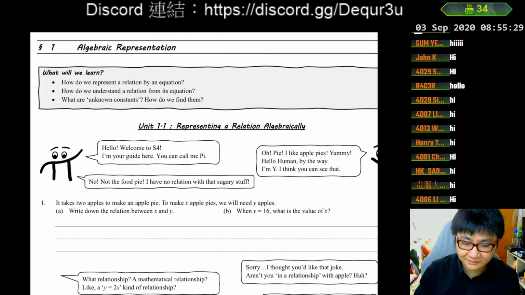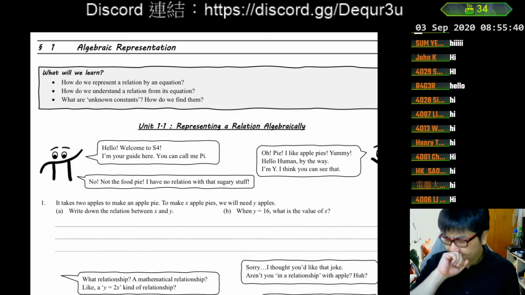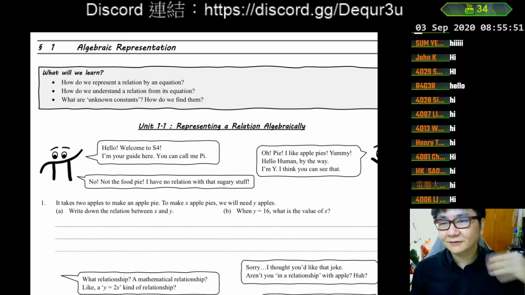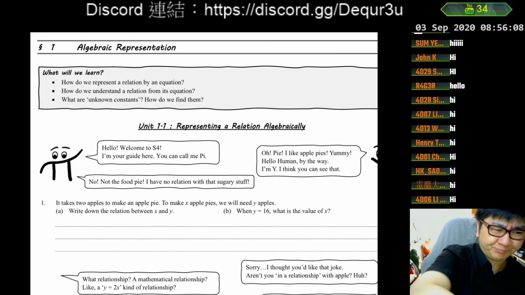Algebraic expression. Just like the example I mentioned earlier in lower form science, when you boil water, you will notice how much time you boil the water against the temperature of the water. It makes sense that when you boil water for a longer time, its temperature will increase. So the temperature and the time of boiling should have a relation. And this is the relation we are going to talk about here.